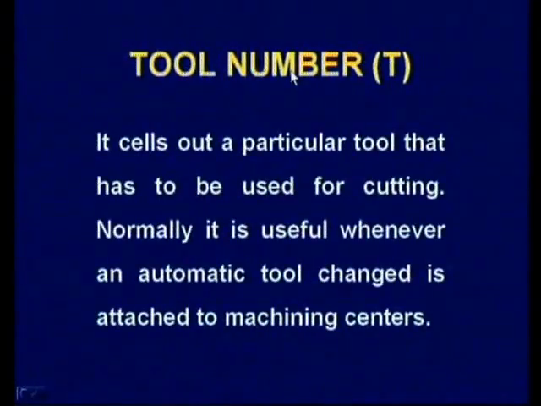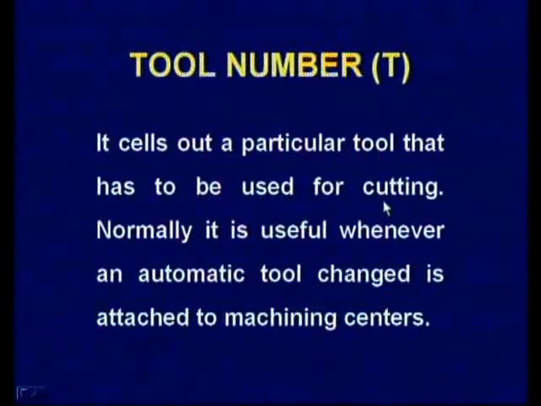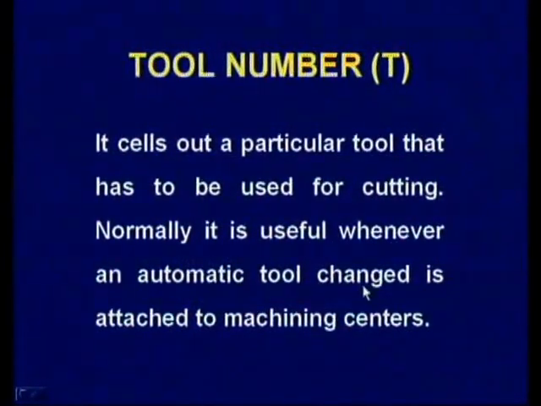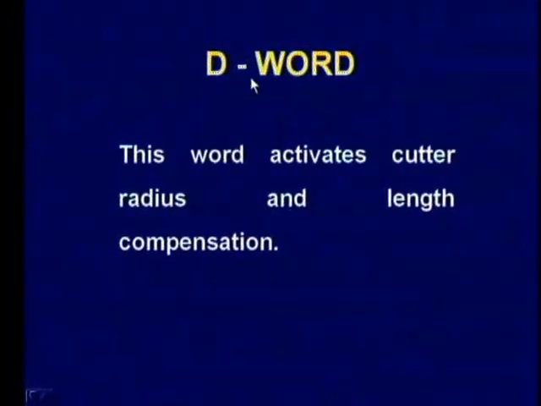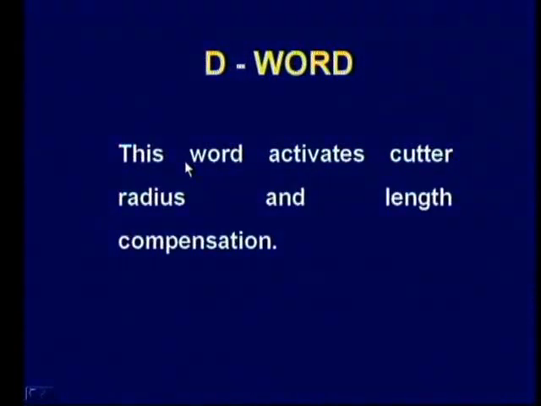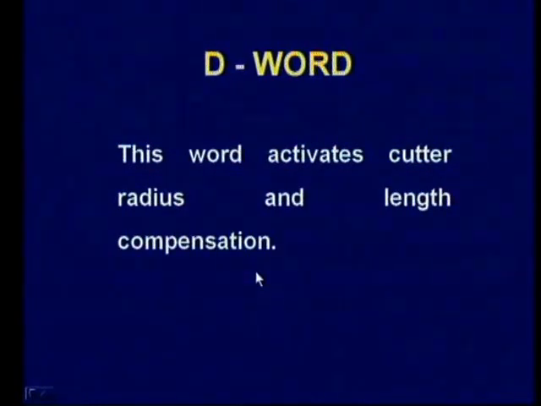Next is a tool number. It tells which particular tool has to be used for cutting. Normally it is useful whenever an automatic tool changer is attached to machining centers. Next is the D word. This word activates cutter radius and length compensation. In actual part programming, the D word plays a major role. One has to be very cautious while providing the offsets along with the D word in part programming blocks.